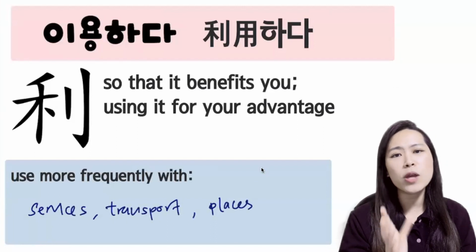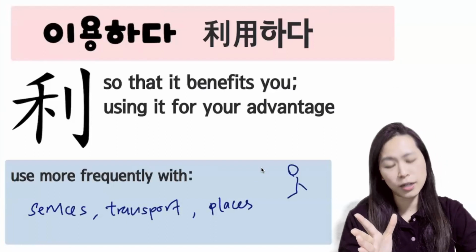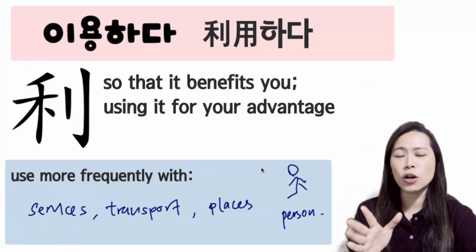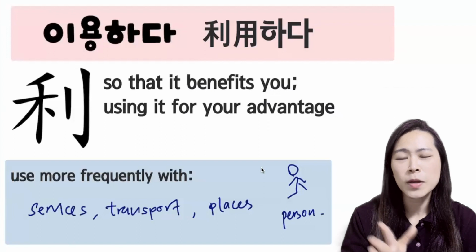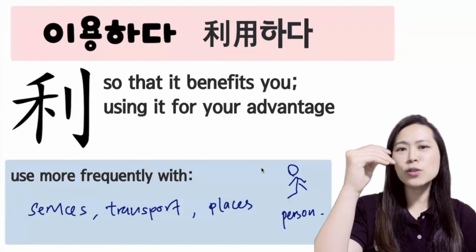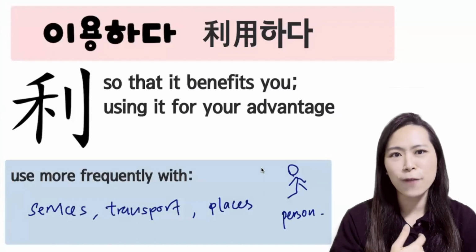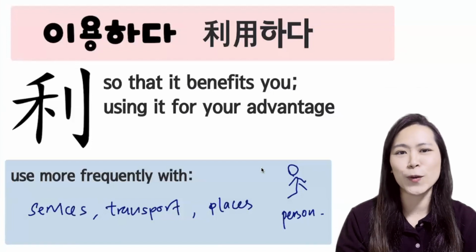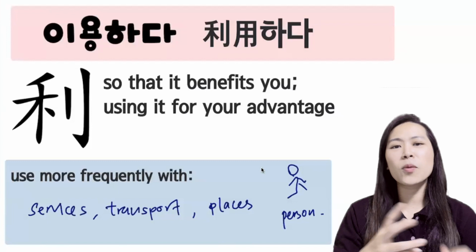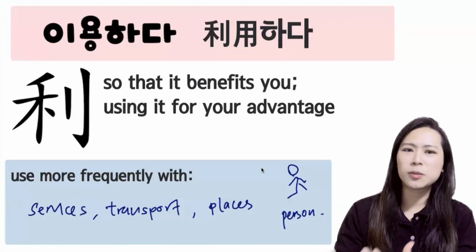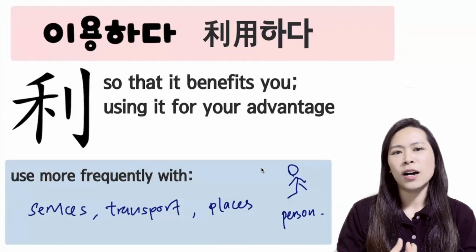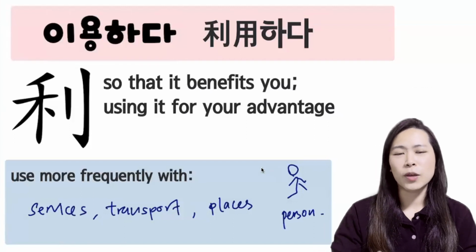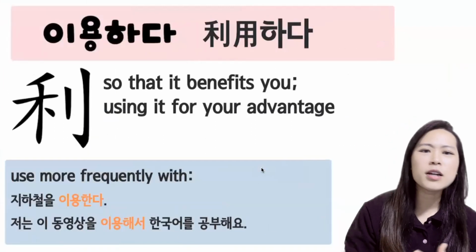Be very careful when you use it on a person, 사람. It means you are making use of this person to your advantage, so it can be a little bit bad in that sense. You are making use of someone. Otherwise, you are making use of a certain transport, service, website, or application for your advantage. Let's look at an example.